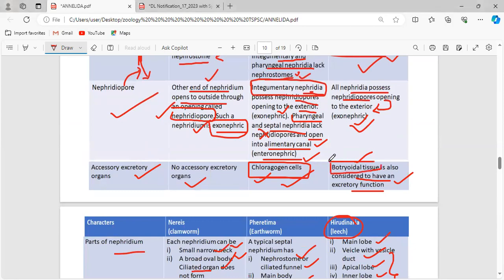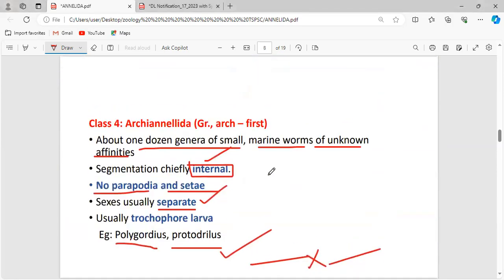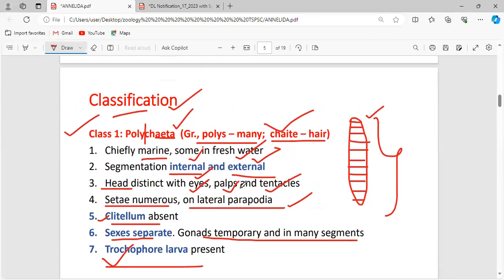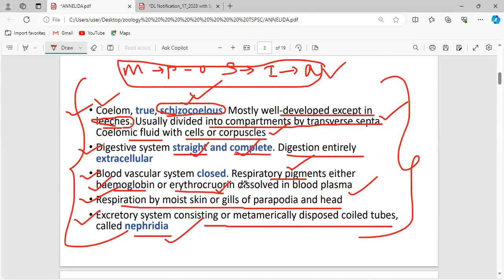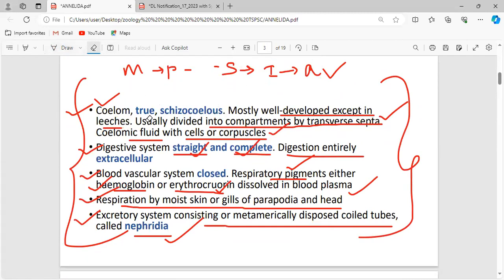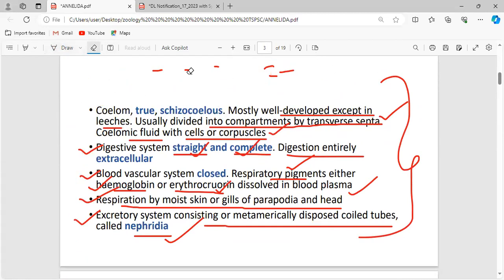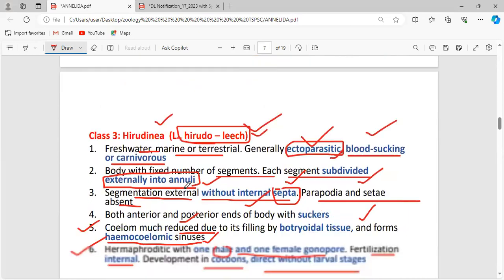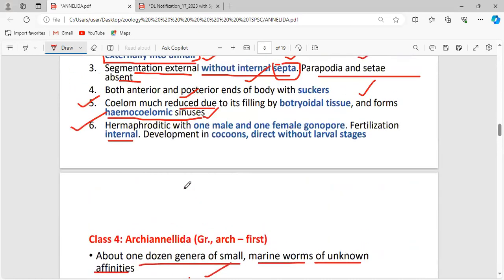We have studied that there are two different types: the schizocoel as well as the enterocoel in the coelomate individuals. But in the case of the phylum Annelida, this is schizocoel. By splitting the mesoderm, the body cavity will arise. Here, the coelom is a fluid-filled body cavity, and that fluid is said to be the botryoidal tissue.